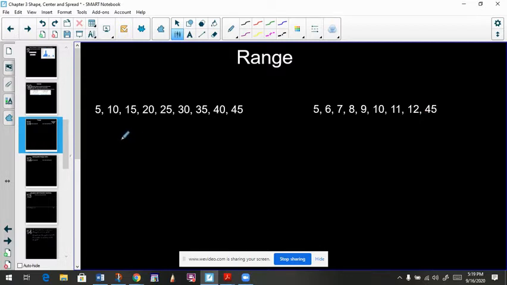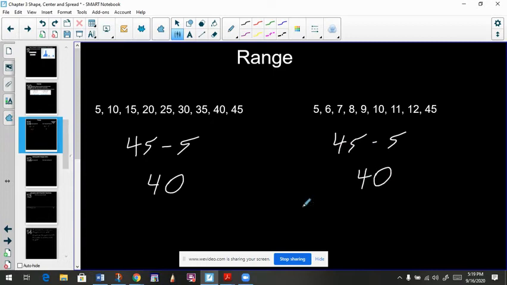But if you use the range to describe the spread of your data, biggest number minus the smallest, you get 40 here. Biggest number minus the smallest, you get 40 here too. And having a range of 40 and 40, you would think that your data sets are similarly spread out, but you can tell by looking at it that the second data set is not very spread out. It's very close together except for that number. So for that reason, range is not a good descriptor of how spread out your data is.